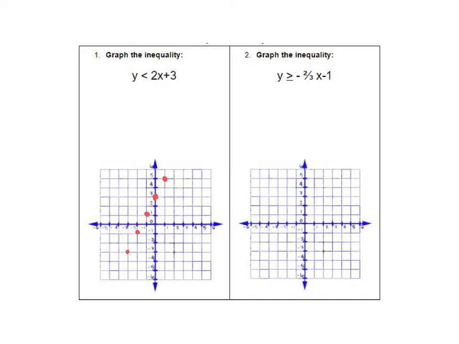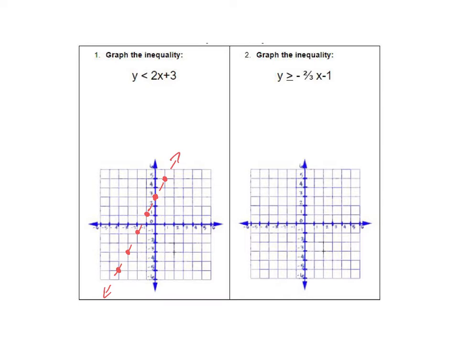Okay, so once we get a couple of these points in there, the next thing we need to determine is dashed line or solid line. Well, if there is no equal sign, this is going to tell us, let's make sure this line is dashed. So this is your boundary line.